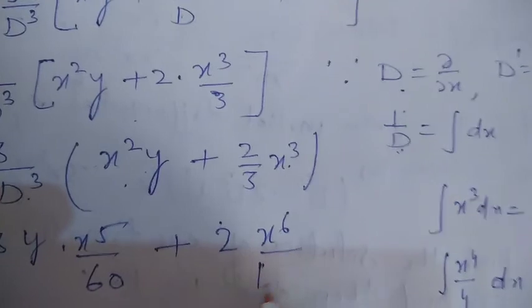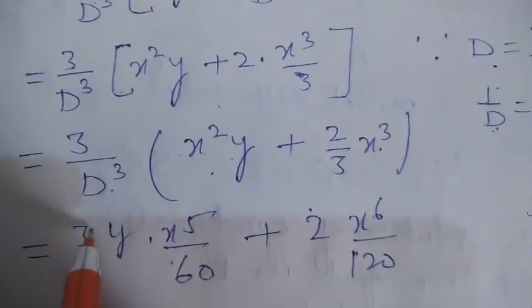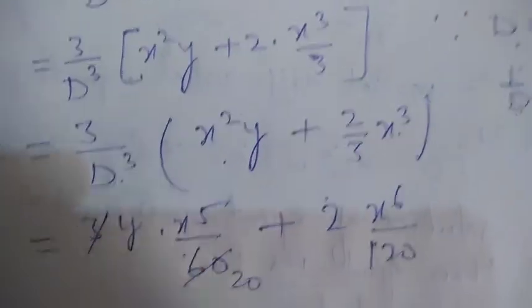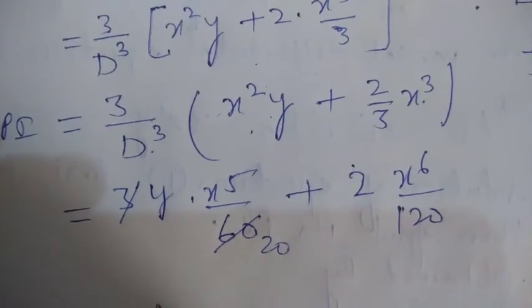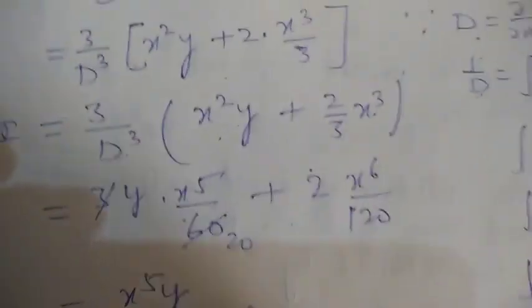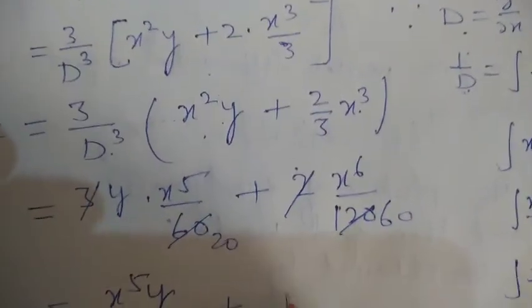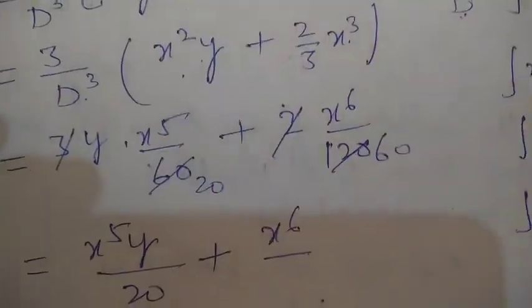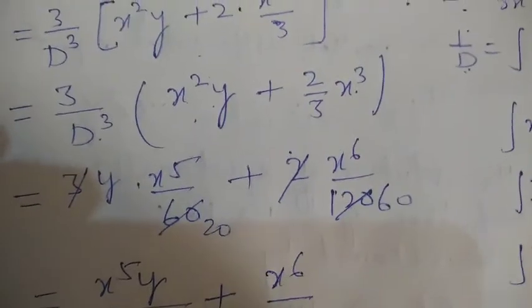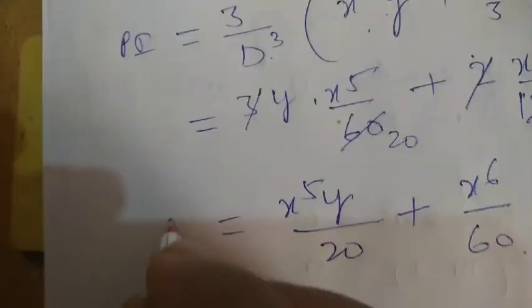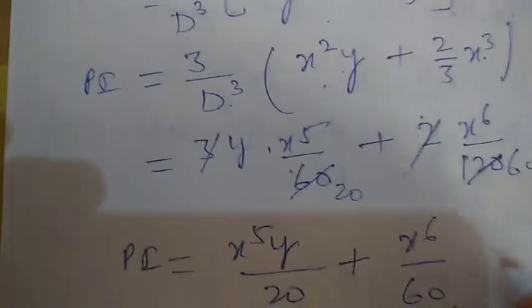So by using the same, it becomes x to the power 5 y by 20 plus x to the power 6 upon 60. This is the particular integral of the given differential equation. This is equation third.